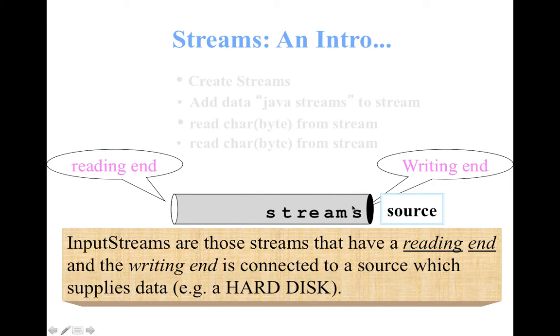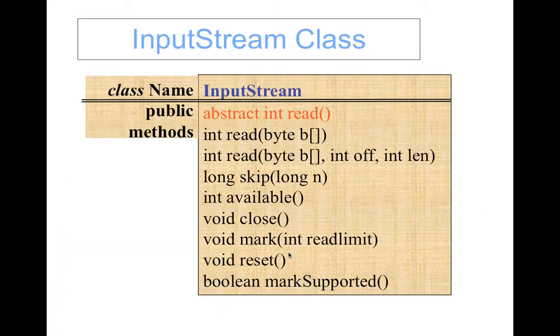Stream is nothing but a collection of bits and bytes. Okay, so if somebody asks you what a stream is, streams deal with bits and bytes, reading and writing. And if somebody asks you what is an input stream, input streams are those streams that have a reading end and a writing end, and are connected to a source which supplies the data. Okay, so input stream, it's an abstract class, and why is it abstract?